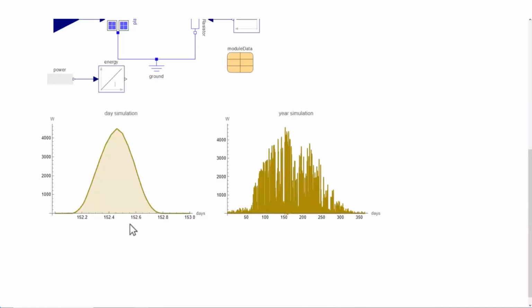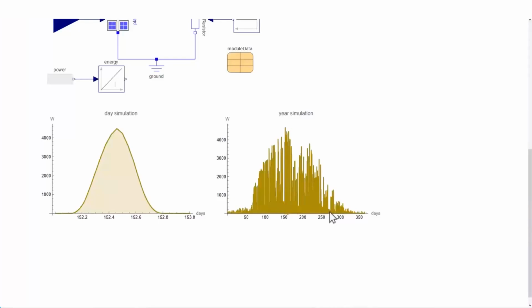The simulation shows that on a typical summer day, my panels can produce up to 4.5 kilowatt. The power output is not constant. It gradually increases in the morning, peaks around noon, and then decreases in the afternoon. Looking at the annual simulation, it's clear that solar power generation is insufficient during the winter months, particularly in January, February, November, and December.